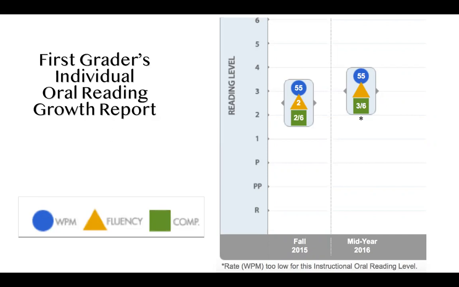You see the asterisk there indicates a slower rate. And you can see this report gives you all the information on rate and fluency and comprehension. So it's really helpful for getting that overall picture of growth, but you again would want to dig a bit deeper and pull in other sources of information to really impact your instruction there.